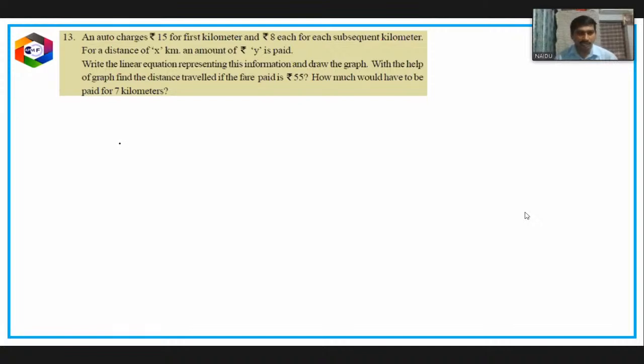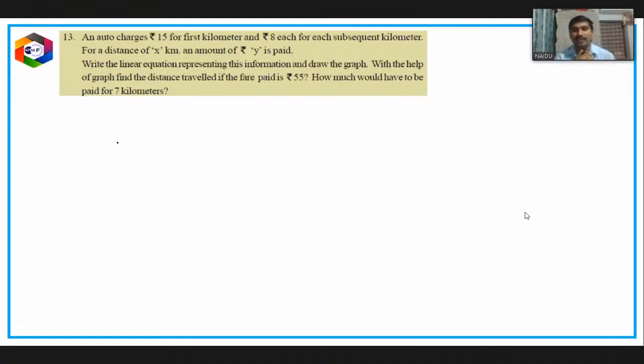An auto charges 15 rupees for the first kilometer and 8 rupees for each subsequent kilometer. So in a particular town, the auto charges are like this. First kilometer, suppose you get into the auto, you have to pay 15 rupees. And suppose 2 kilometers. So for every subsequent kilometer, that is, any kilometer beyond the first kilometer, for each kilometer you have to pay 8 rupees.